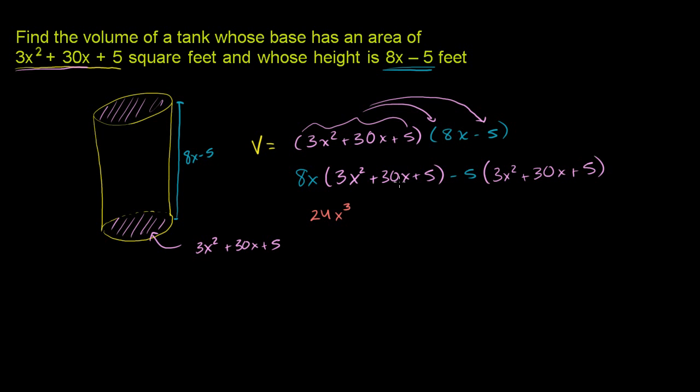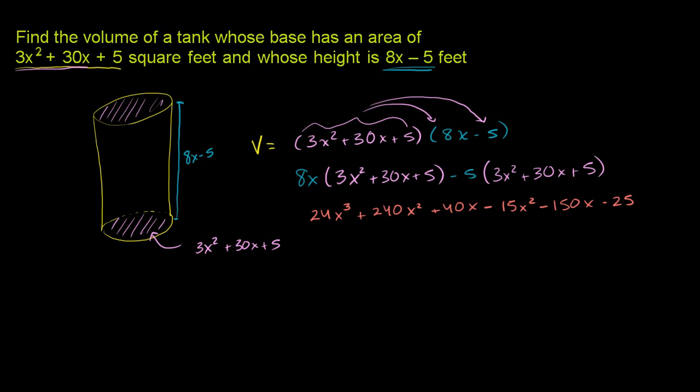8x times 30x is what? That's 240x squared. So plus 240x squared. 8x times 5 is plus 40x. And then we multiply this negative 5 out. Negative 5 times 3x squared is negative 15x squared. Negative 5 times 30x is negative 150x. And then negative 5 times 5 is negative 25. And then we just have to simplify it from here.